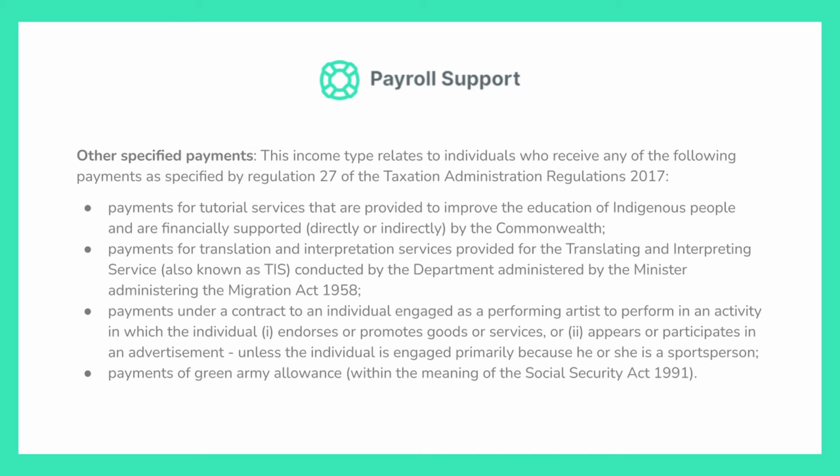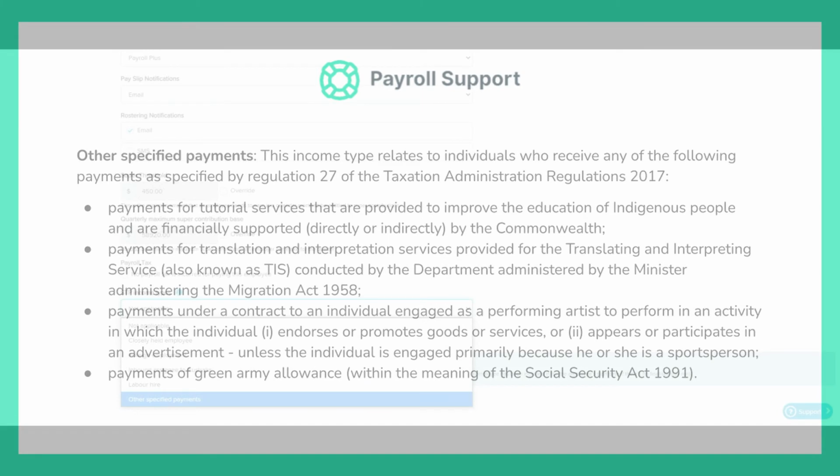2. Payments for translation and interpretive services provided for the translating and interpreting services, also known as TIS, conducted by the department administered by the Minister administering the Migration Act 1958. 3. Payments under a contract to an individual engaged as a performing artist to perform in an activity in which the individual endorses or promotes goods or services, or appears or participates in an advertisement unless the individual is engaged primarily because he or she is a sports person. And 4. Payments of Green Army allowance within the meaning of the Social Security Act 1991.